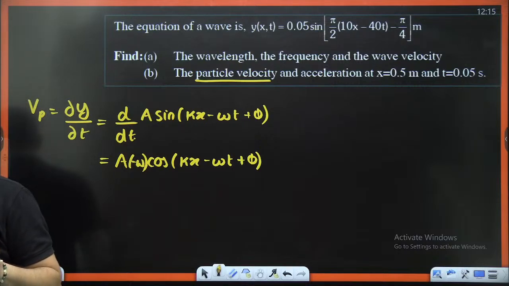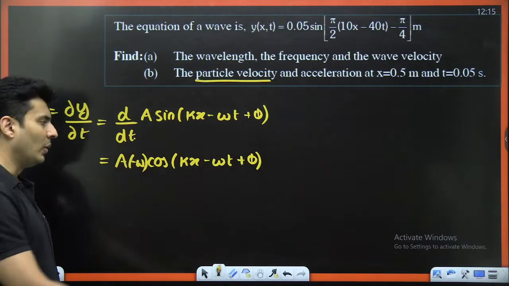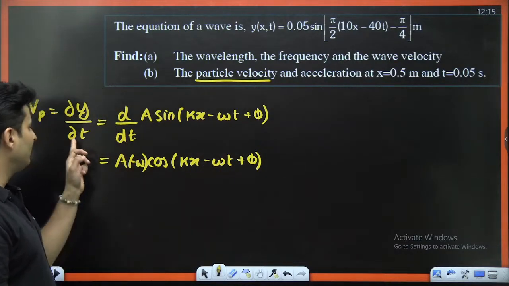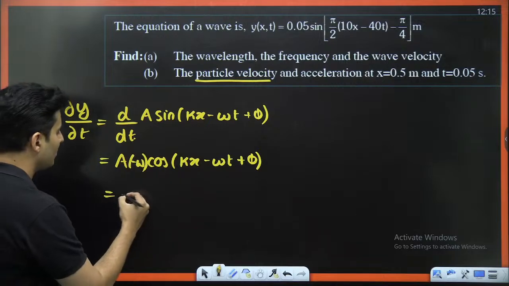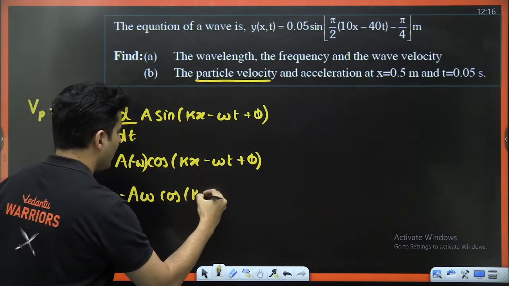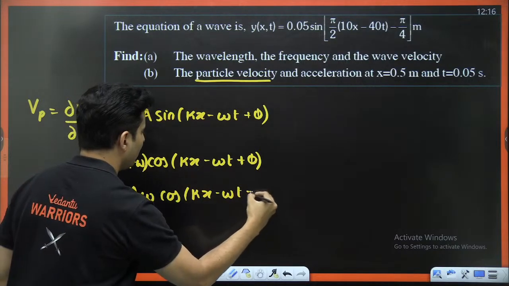Everybody with me on this? Very good. So I have just taken the inside terms derivative with respect to time because I'm differentiating with respect to time. So this will become minus a omega cos kx minus omega t plus phi.